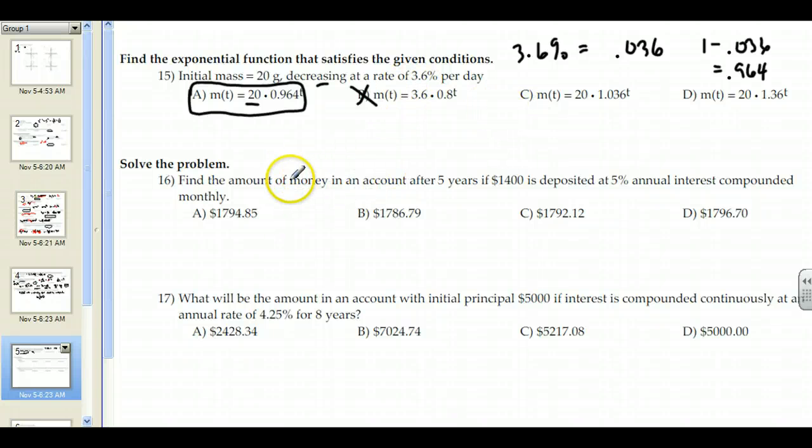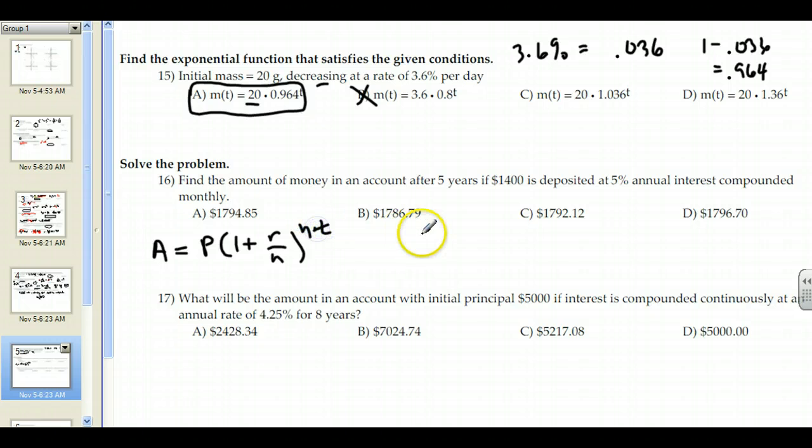power. Alright, find the amount of money in the account after 5 years if this much is deposited at 5% interest compounded monthly. So our compound interest formula is the amount in the account is equal to P times 1 plus R over N to the N times T power. Alright, P is your original principal, so that's 1400 times 1 plus R is the rate written as a decimal, so 0.05 over N is the compound periods in a year, so monthly means that N is 12.